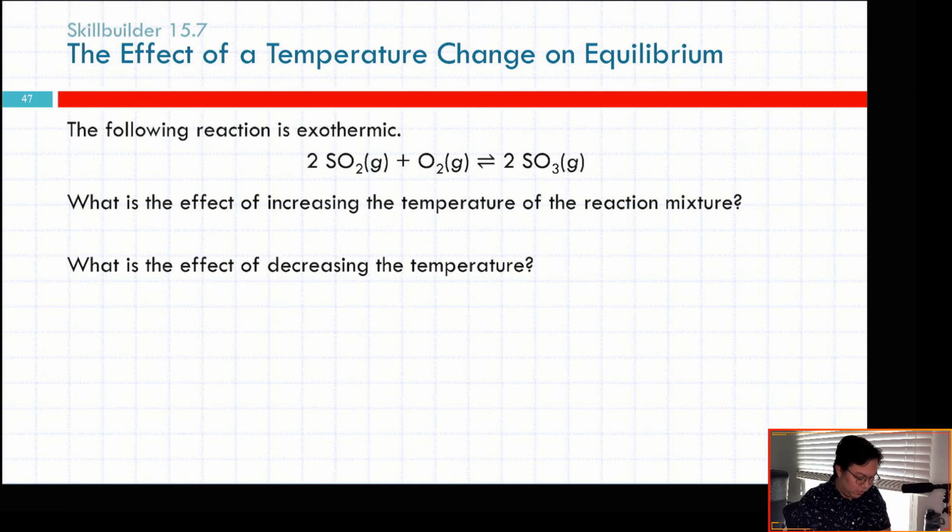So we're given here, the following reaction is exothermic. So the first thing that I want to do when I see a problem like this is I will write plus heat. So what is the effect of increasing the temperature of the reaction mixture?